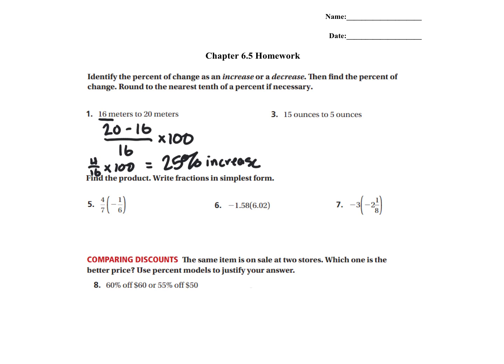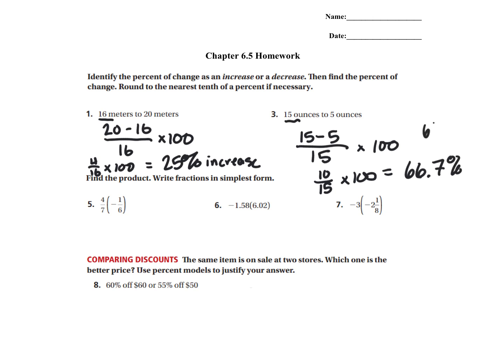For number 3, I have 15 ounces to 5 ounces. 15 is going to be my original. It's also my biggest number I see, so I'm going to put it first and then divide by it. I'll then multiply by 100 to get my percent. 15 minus 5 is 10. 10 divided by 15 times 100 is going to give us 66.7%. I rounded there. If you also gave this, that would be acceptable. And since I went from 15 down to 5, this is a decrease.